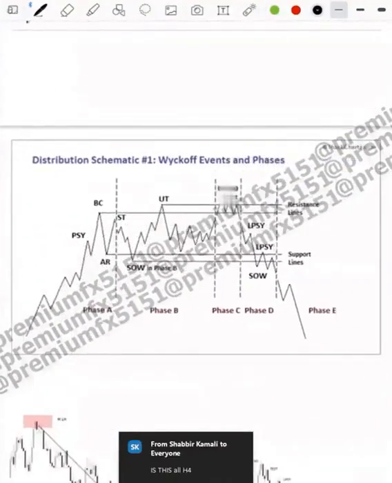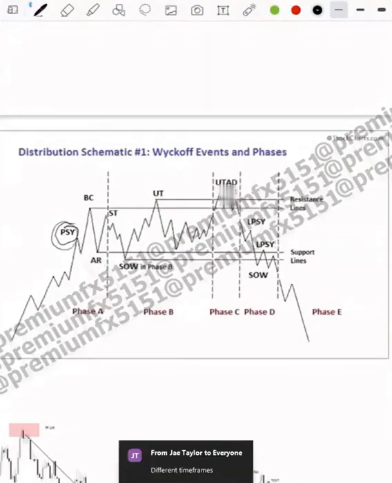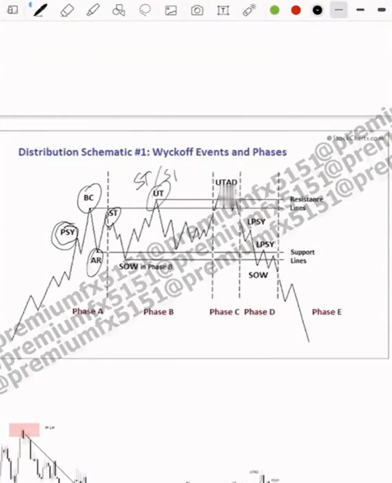Okay, distribution is exactly the same as accumulation. In terms of logic, in terms of purpose, in terms of cause and effect, everything is identical except it's the other way around. It's flipped. So the points are exactly the same too. They just have different names. Your preliminary support in accumulation is preliminary supply in distribution, same thing. Buying climax is the same as the selling climax. AR, automatic rally, is the same. ST is the same.